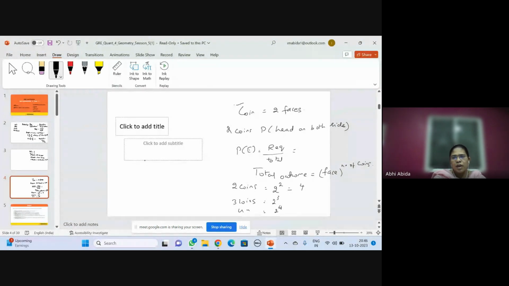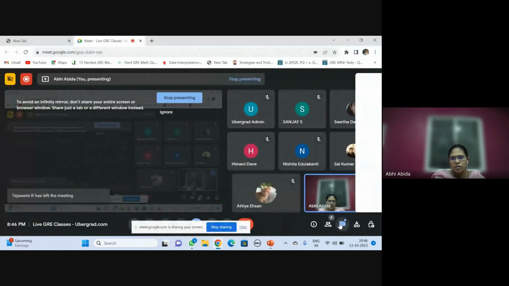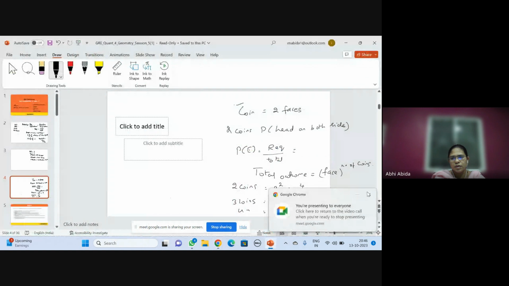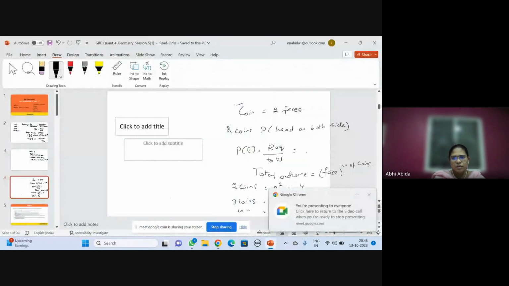Now, as of the question here, I asked you to find out: two coins are tossed. What will be the probability of getting head on both sides? Quick reply in the chat box. Yes. Simple question. Exactly, it's 1 by 4.